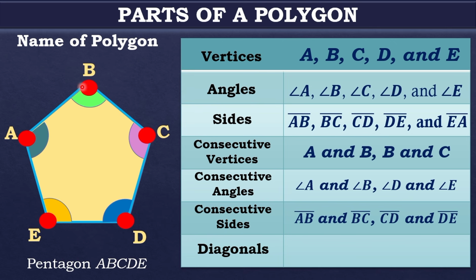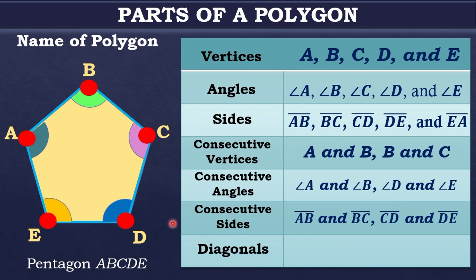So, hindi pwede si B. Okay? So, pwede ito, A and C. Pwede rin ito, A and D. Pwede ito, B and E. B and D. C and E. Okay? So, basta hindi yung kasunod. So, pag sinabi nating diagonals, non-consecutive vertices po yan.